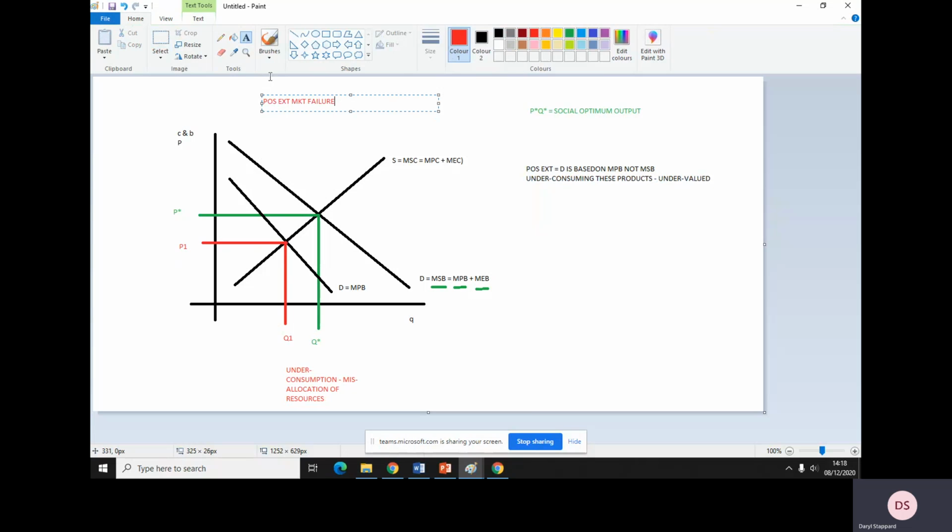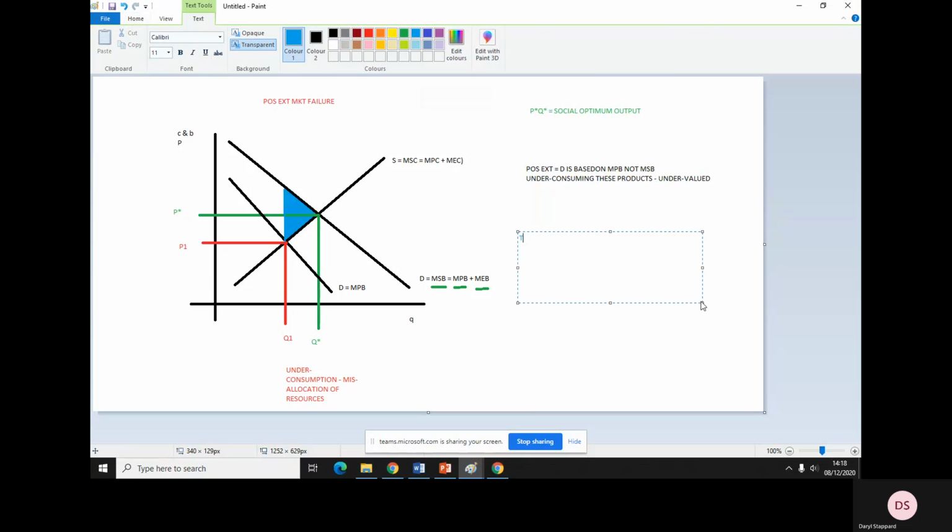Now look at the problem we've now got in the marketplace then. Let me add something else to this diagram now. At Q1, P1, the marginal social benefits exceed the marginal social costs. Now, what that means is that blue triangle is the welfare gain that would exist if people consumed positive externalities in the correct quantity.